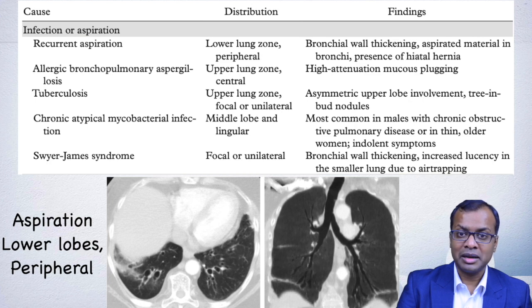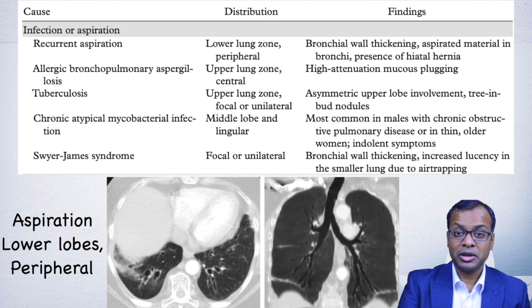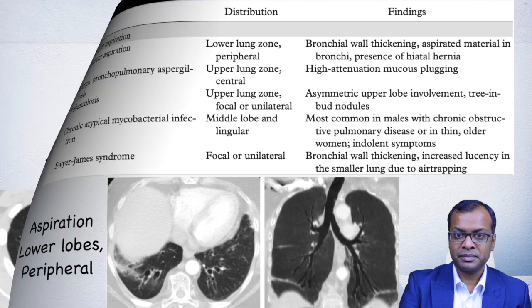This is one example of a recurrent aspiration where you can see the pathology is predominantly in the lower lobes and along the posterior basal segment of the lower lobes in a patient who's got recurrent aspirations.